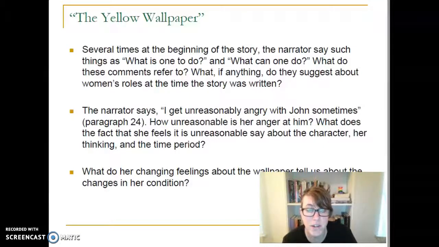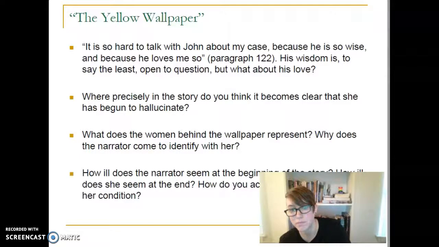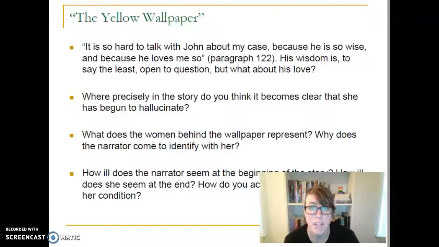Overall, what do the narrator's changing feelings about the wallpaper tell us about the changes in her condition? In paragraph 122, the narrator says, it is so hard to talk with John about my case because he is so wise and because he loves me so. John's wisdom, to say the least, is open to question for us as readers. But what about his love? What do you think in seeing this narrator talk about John's love for her? How does that influence you in your reading? If you had to pinpoint a place, where precisely in the story do you think it becomes clear that the narrator has begun to hallucinate, where the description of the wallpaper is outside of our reality?